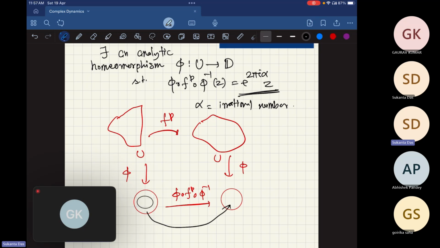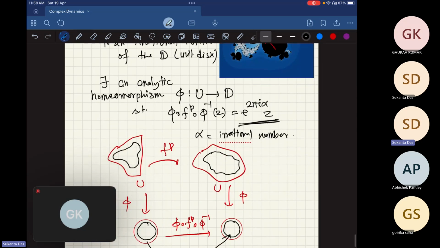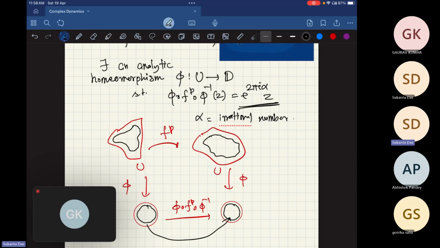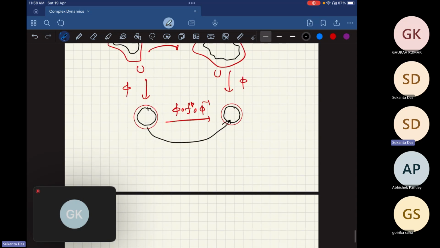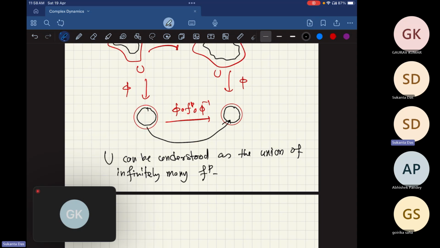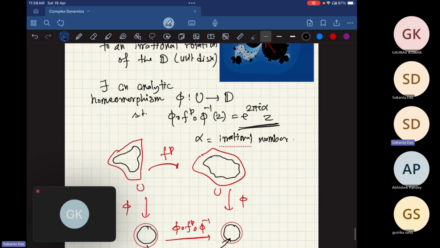That means if you consider any Jordan curve, in particular any concentric circle here, the circle will remain itself. The only thing is it will be just rotated. If you choose any Jordan curve from this U, then under F^p it will be again the same Jordan curve, just rotated. So you can understand this Siegel disk as a collection of infinitely many F^p-invariant Jordan curves. U can be understood as the union of infinitely many F^p-invariant Jordan curves. Right, so this is the setup.